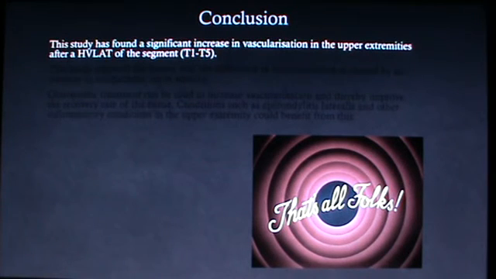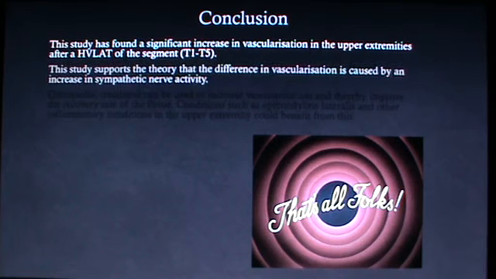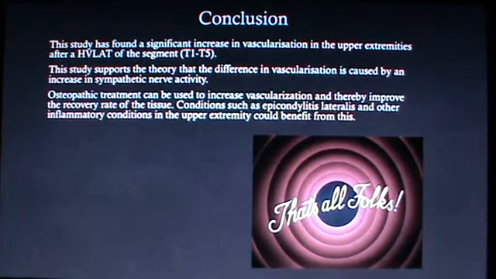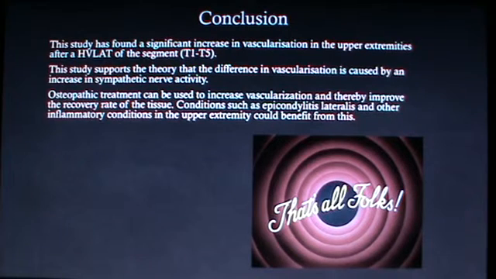This study has found a significant increase in vascularization in the upper extremities after a high velocity, low amplitude thrust of the segments T1 to T5. This study supports the theory that a difference in vascularization is caused by an increase in the sympathetic nervous activity. Osteopathic treatment can be used to increase vascularization and thereby improve the recovery rate of the tissue. Conditions such as epicondylosis lateralis or other inflammatory conditions in the upper extremities could benefit from this.